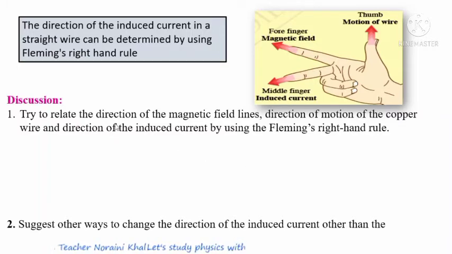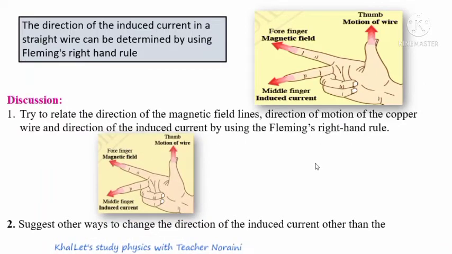Try to relate the direction of magnetic field lines, the direction of motion of the copper wire, and the direction of induced current by using Fleming's right-hand rule. The relationship is that the three fingers, motion of wire, magnetic field, and induced current, are perpendicular to each other.